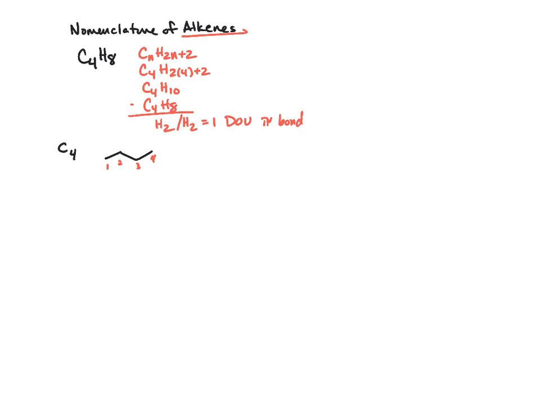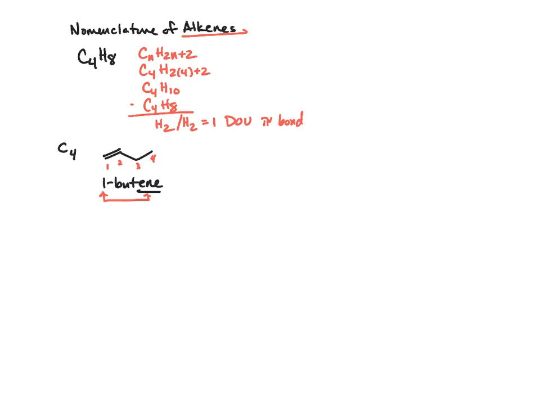Let's go ahead and put the pi bond between carbon 1 and 2. So the name of this molecule is going to be 1-butene. So notice, as opposed to an alkane, which ends in ane, an alkene ends in ene. And so the 1 is basically specifying the location of the start of the alkene. So it's between carbons 1 and 2.